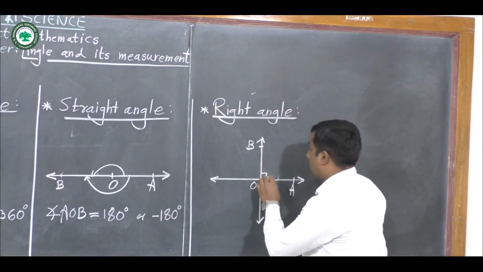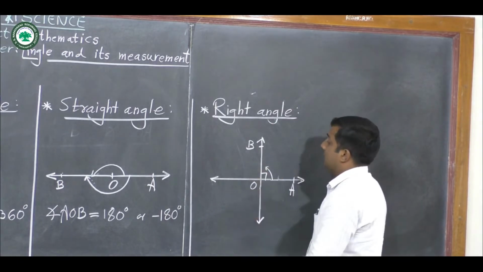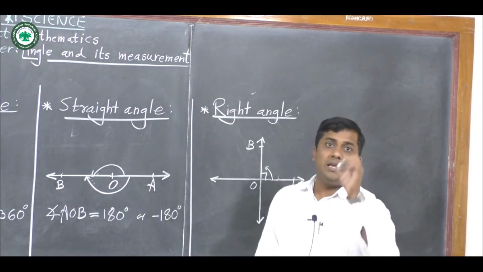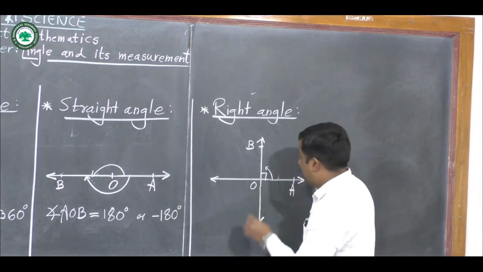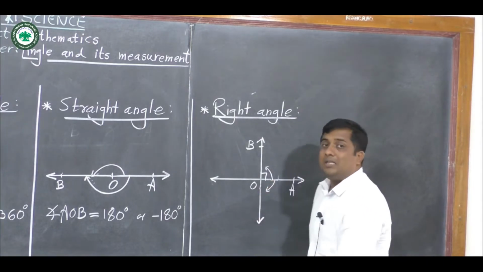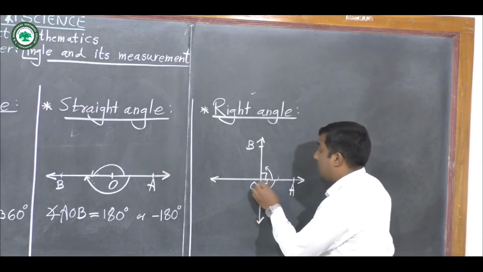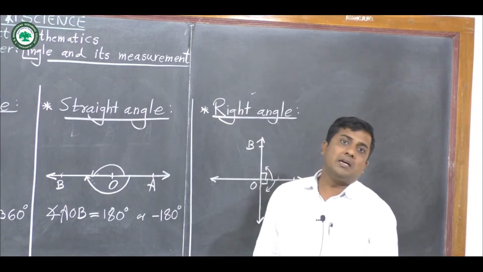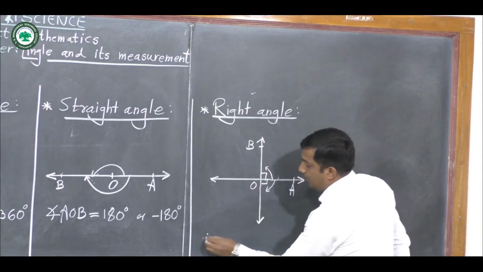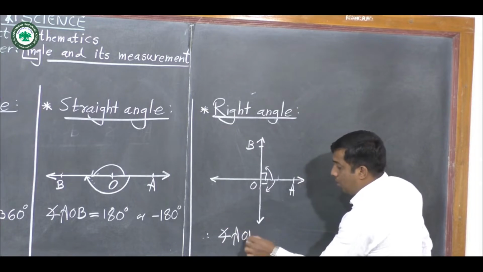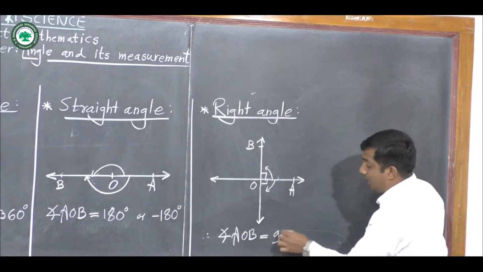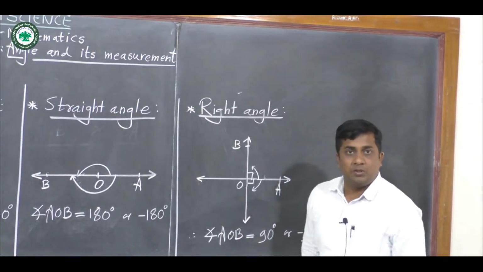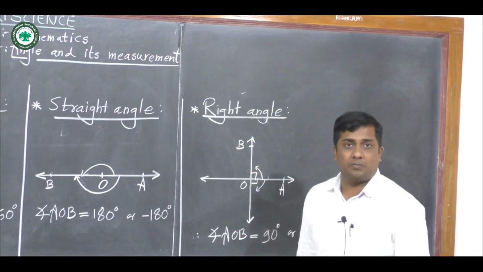If we consider rotation anti-clockwise, here the measure of the angle is 90 degrees. If we consider the rotation clockwise, then the measure of the angle is minus 90 degrees. So for a right angle, we consider 90 degrees or minus 90 degrees. So in this figure, the measure of angle AOB is equal to 90 degrees or minus 90 degrees. So remember this right angle also.